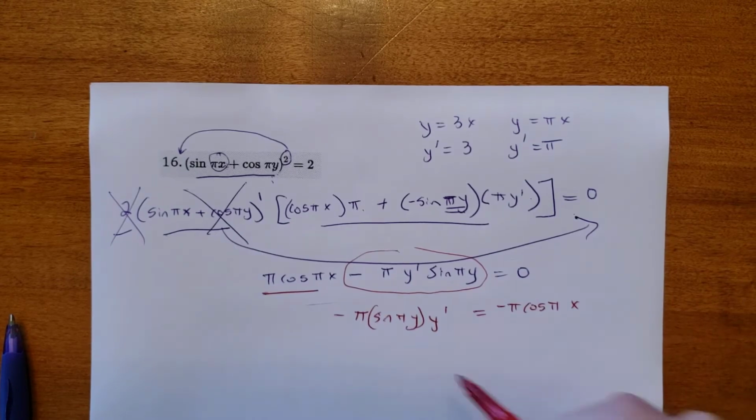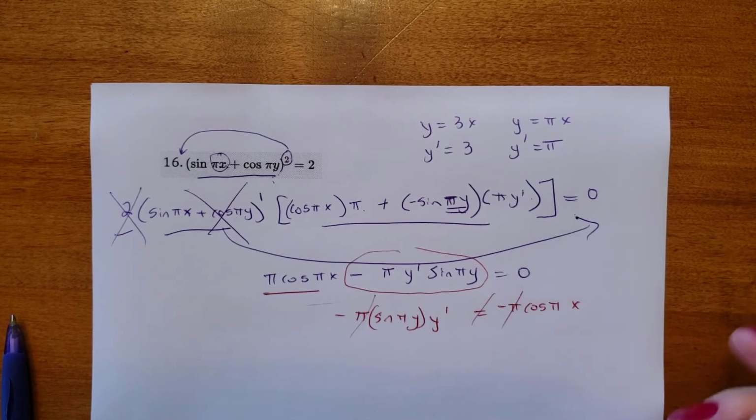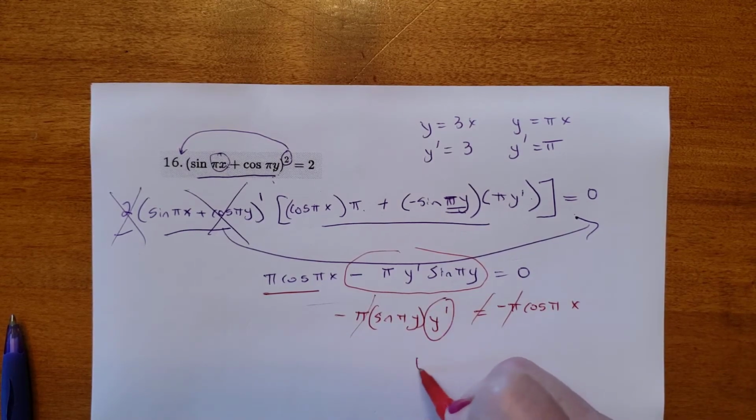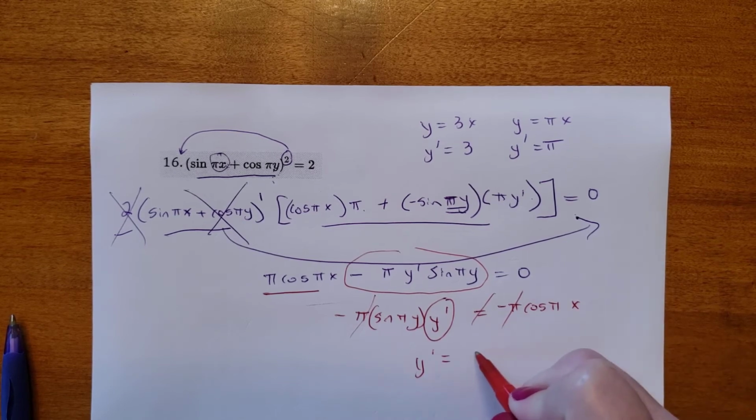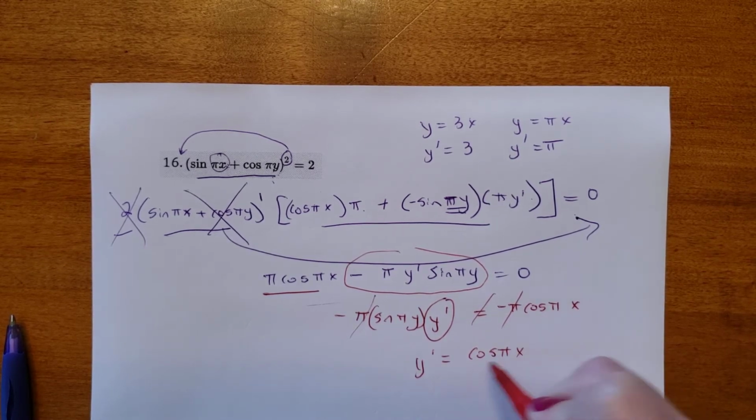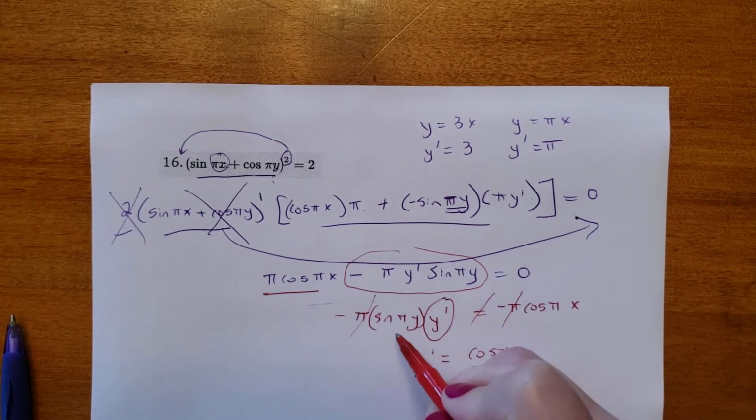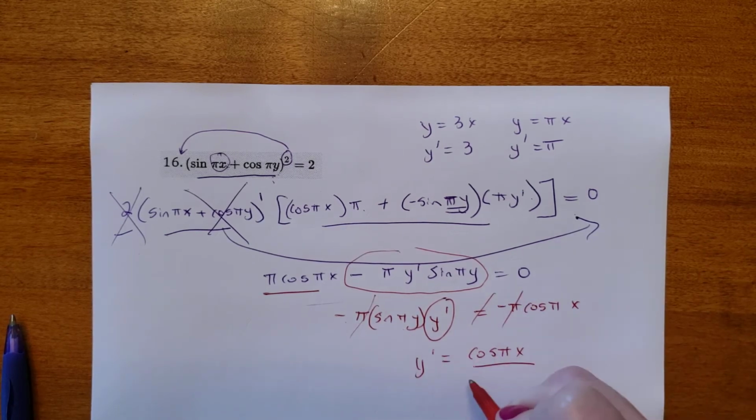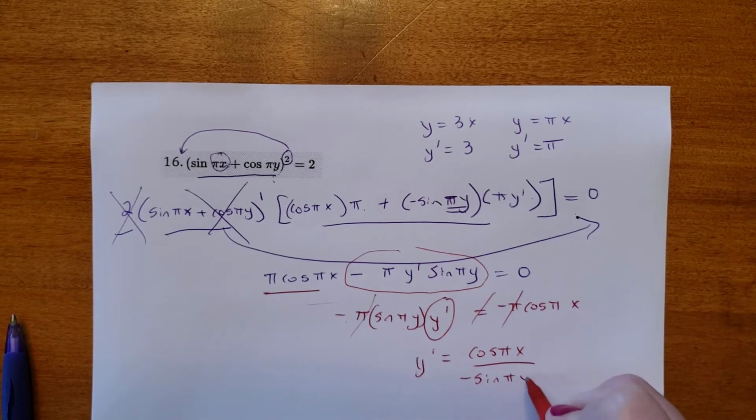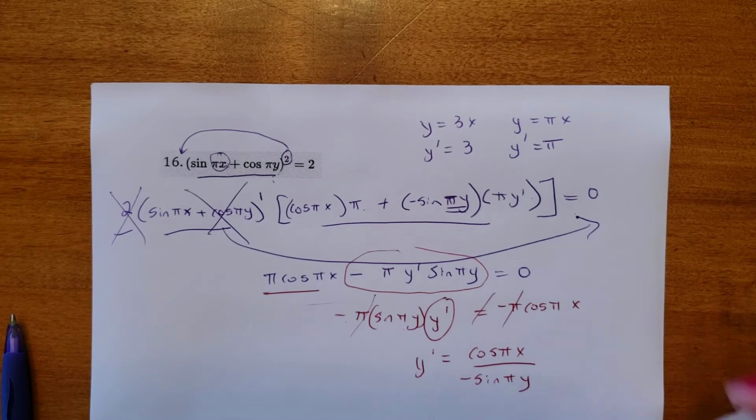Notice both sides have a pi. Let's just get rid of it and be done with it. Didn't mean to cross it off there. All right, so then y prime is equal to the cosine of pi x, divided by negative sine pi y. That's it. That's the answer to the whole thing.